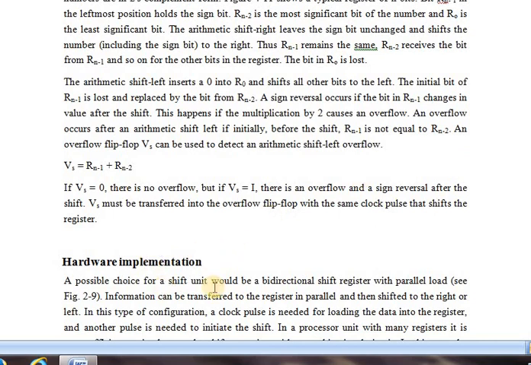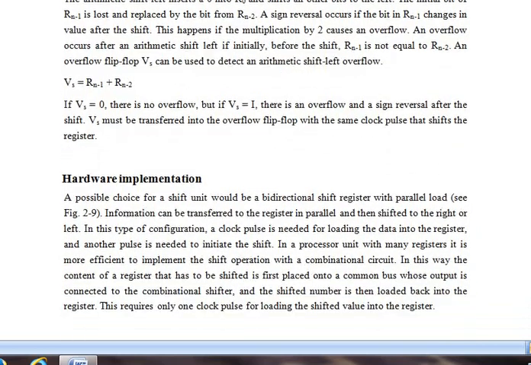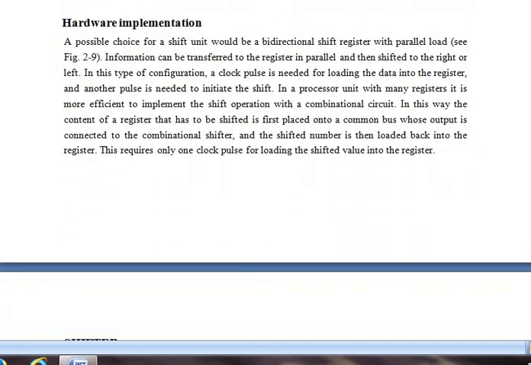Now we will see the hardware implementation of the shift micro-operations. The possible choice for a shift unit would be a bidirectional shift register with parallel load. Information can be transferred to the register in parallel and then shifted to right or left. In this configuration, a clock pulse is needed for loading the data into the register, and another clock pulse is needed to initiate the shift. So in hardware implementation we need 2 clock pulses.